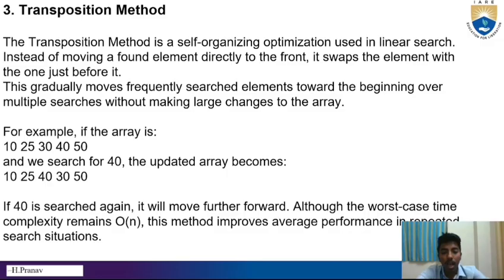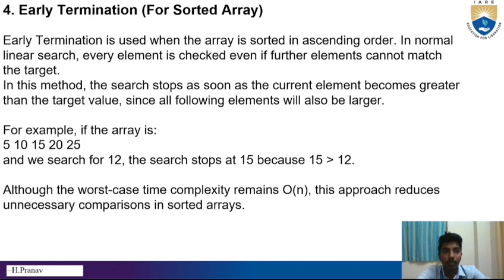This method improves average performance in repeated search situations. So, the transposition method is mainly used in repeated search situations. The more you search for a particular element in an array, the more it moves forward, although the worst case time complexity remains the same.